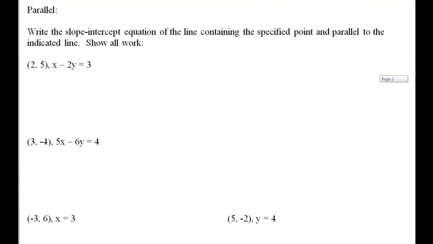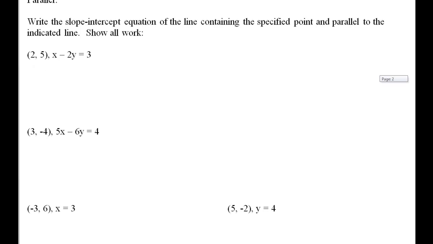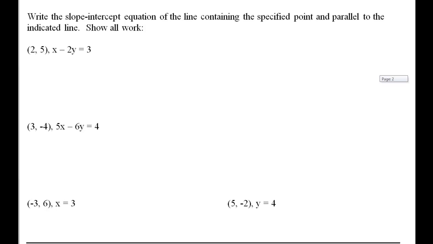We're going to talk about parallel. Now, the top of the worksheet says parallel, but the instructions say write the slope-intercept equation of the line containing the specific point and parallel to the indicated line. So parallel is important here. So let's get started. How do we do the problem here?